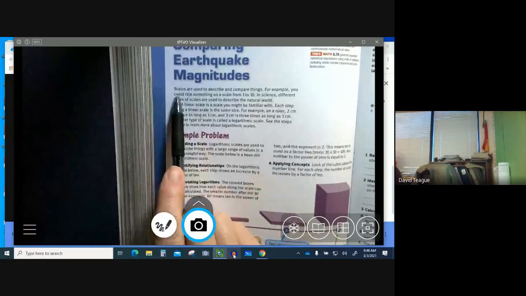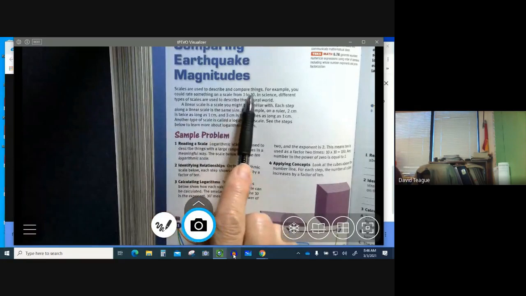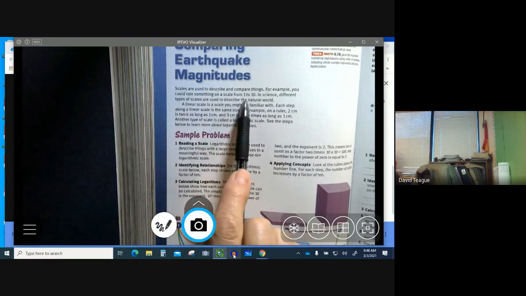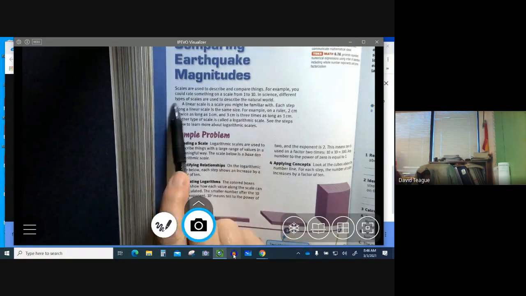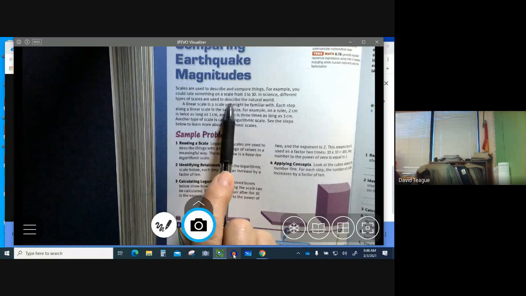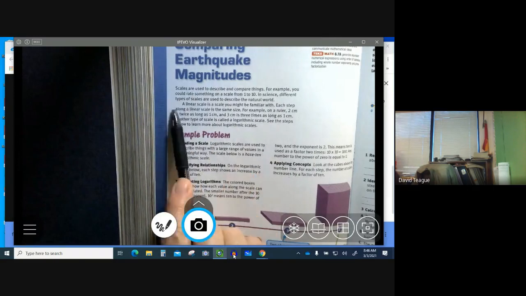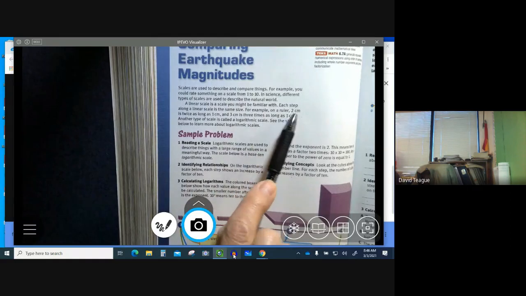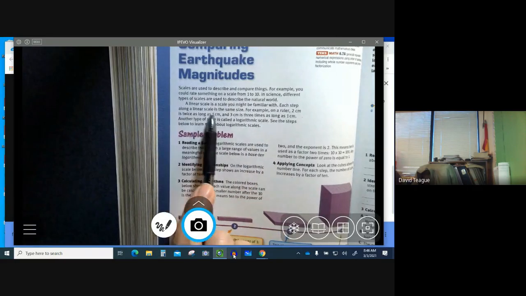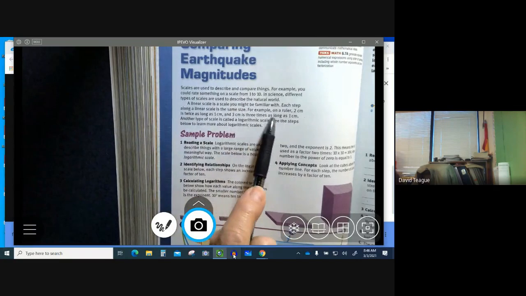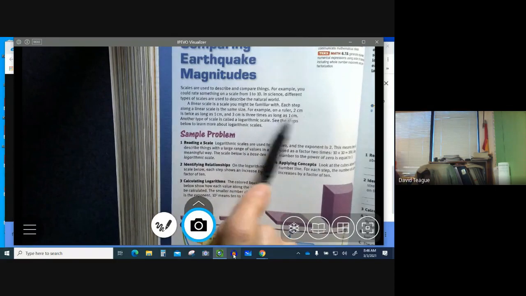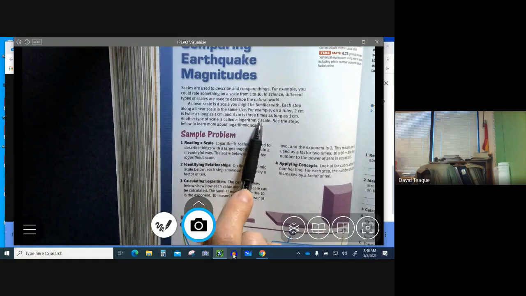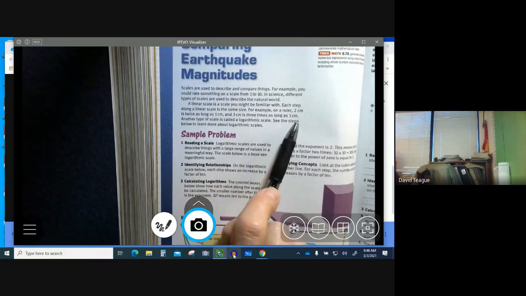Okay, so scales are used to describe and compare things. For example, you could rate something on a scale of 1 to 10. In science, different types of scales are used to describe the natural world. A linear scale is a scale that would be familiar to you. Each step along a linear scale is the same size. For example, on a ruler, 2 centimeters is twice as long as 1 centimeter, and 3 centimeters is 3 times as long as 1 centimeter.